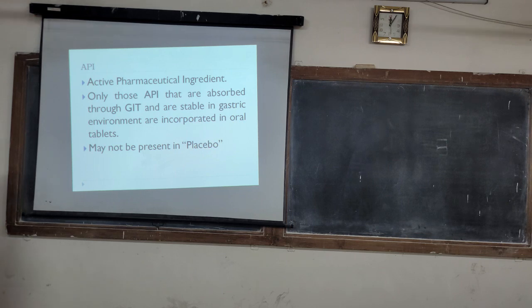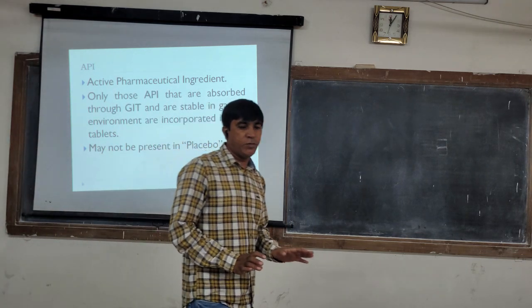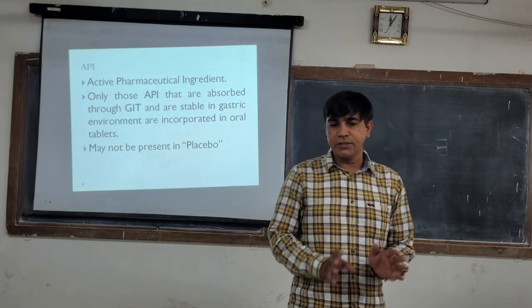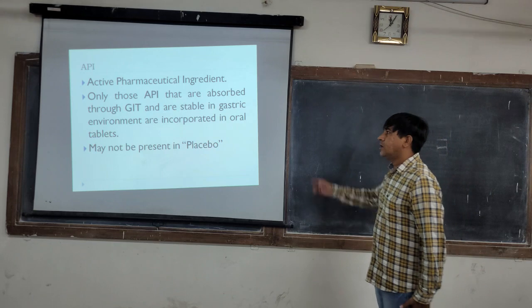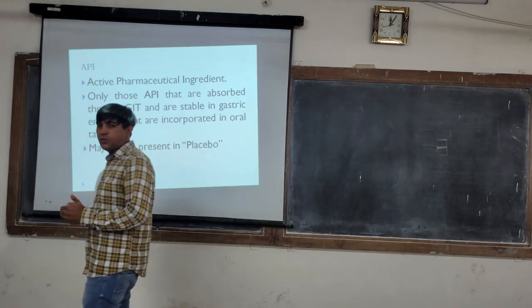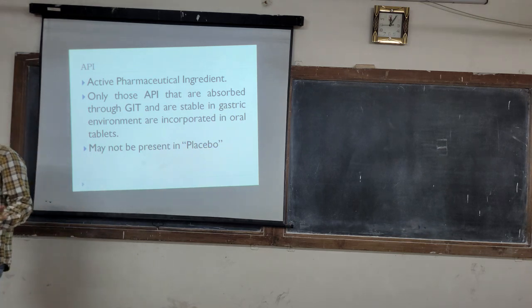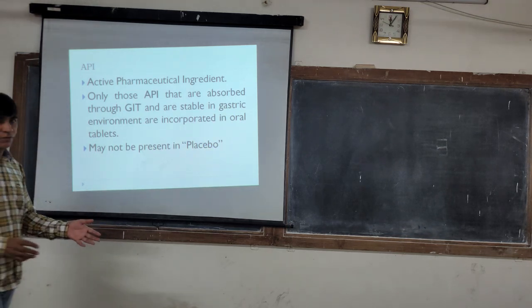First is API, active pharmaceutical ingredient. All the tablets except the placebo tablets contain active pharmaceutical ingredients and their quantity is fixed by regulations. So, only the APIs that are absorbed through GIT, which can be ingested through oral route, are included in the tablet formulations. There are a number of examples for which tablets are not available.